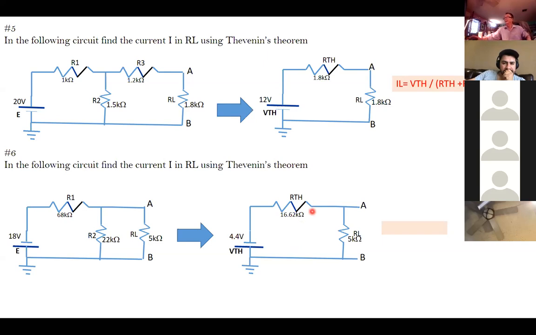Okay, then now you can calculate the current easily. I load equals 0.203 milliamp. I got R Thevenin 16.62. 16.62 kilo-ohm. Yeah, kilo. Perfect. Yeah, correct.